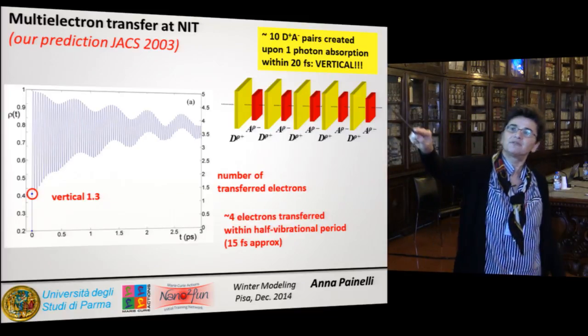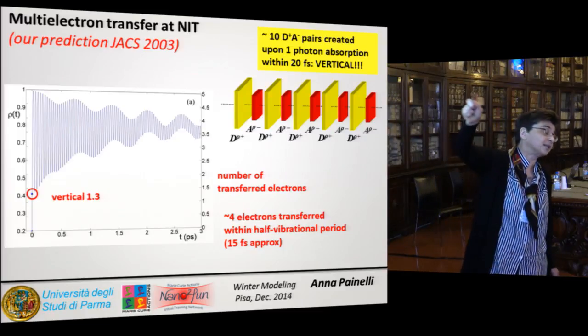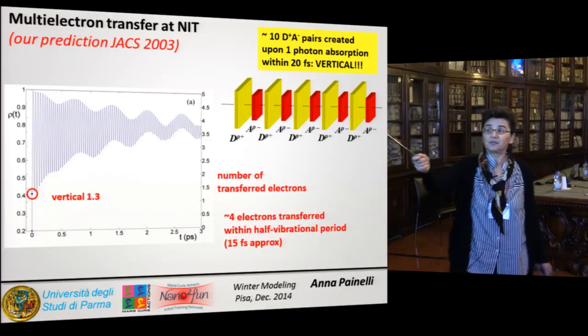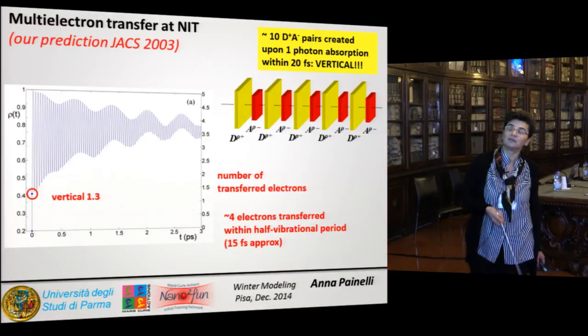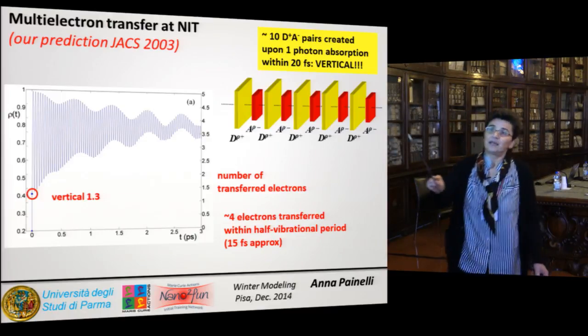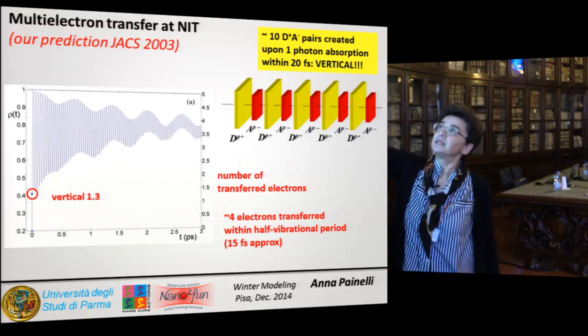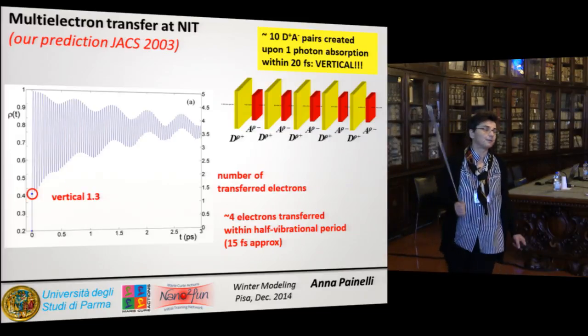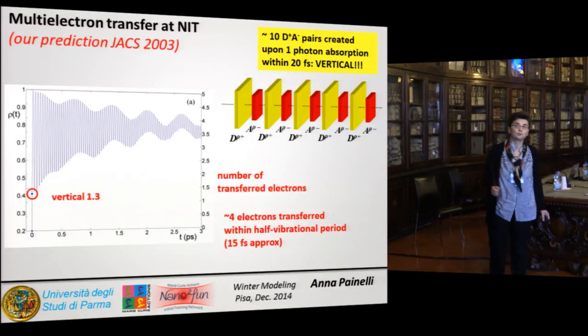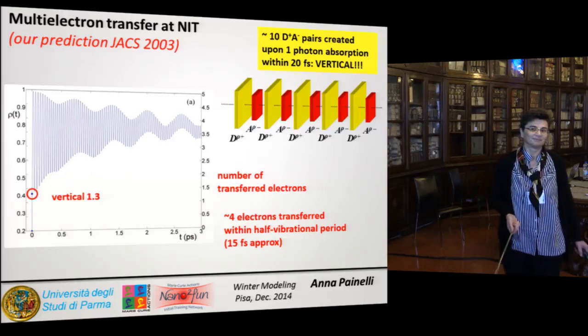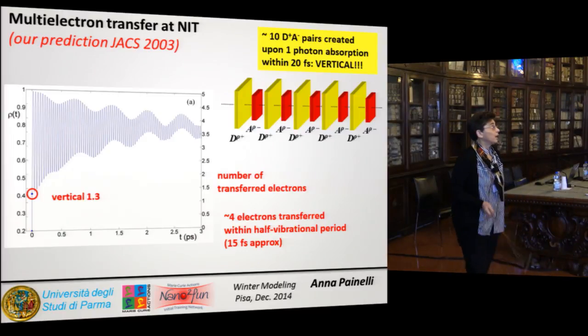But what is even more interesting is that the system then moves immediately along this potential energy surface, and you see that in the first vibrational period, actually in half the first vibrational period, so within 15 femtoseconds approximately, or possibly even less, the ionicity becomes pretty large, and the number of transferred electrons becomes very large. Actually, it is of the order of 4. It is not 10. The experimental result is 4, but I'm sort of happy about that.